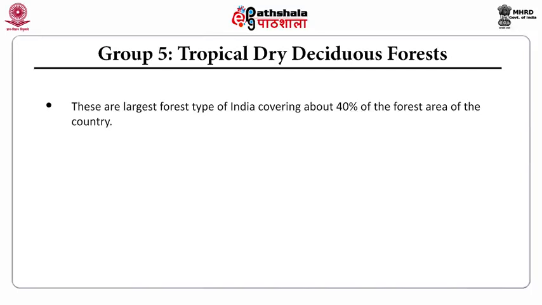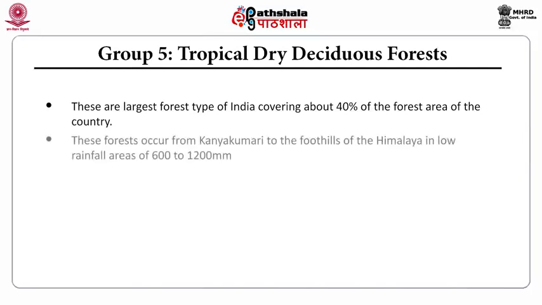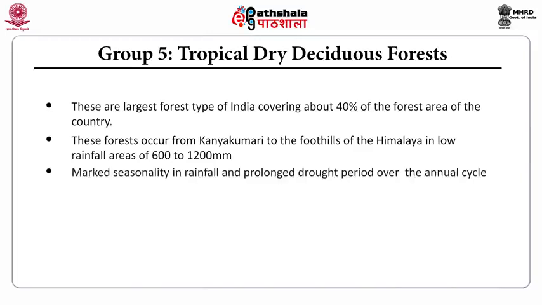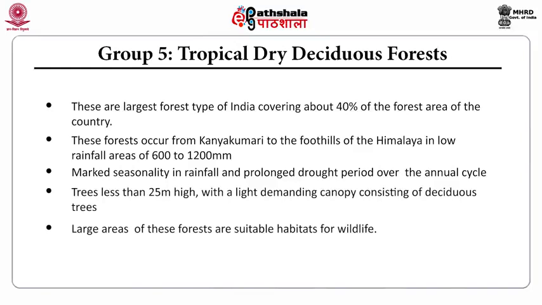Now the tropical dry deciduous forests of India. They are the largest forest types of India, covering about 40% of the forest area of the country. These forests occur from Kanyakumari to the foothills of the Himalaya in low rainfall areas of 600 to 1200 millimeter per year. There is a marked seasonality in the rainfall and a prolonged drought period over the annual cycles. The trees are less than 25 meters high, with a light-demanding canopy consisting of deciduous trees.